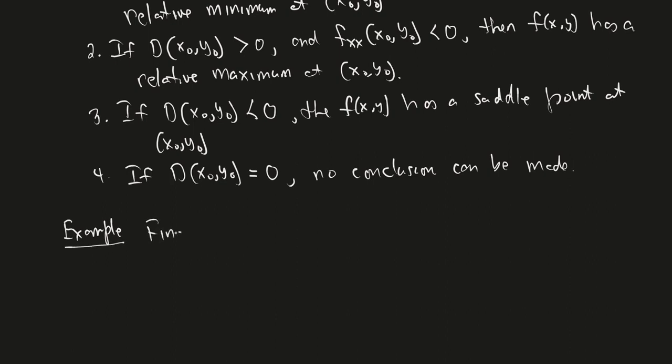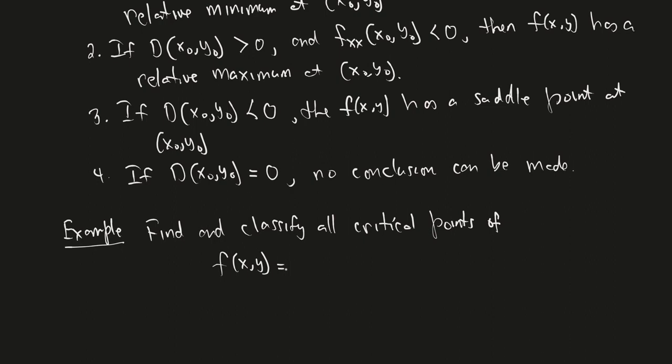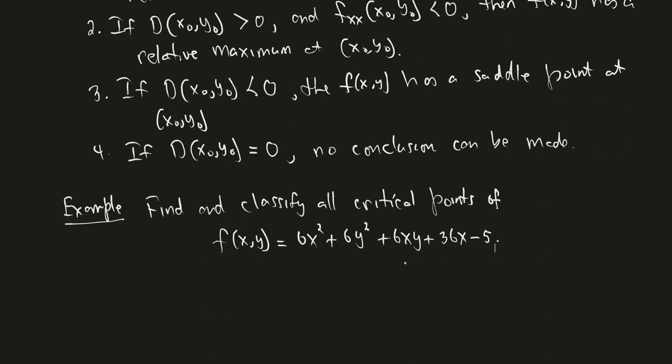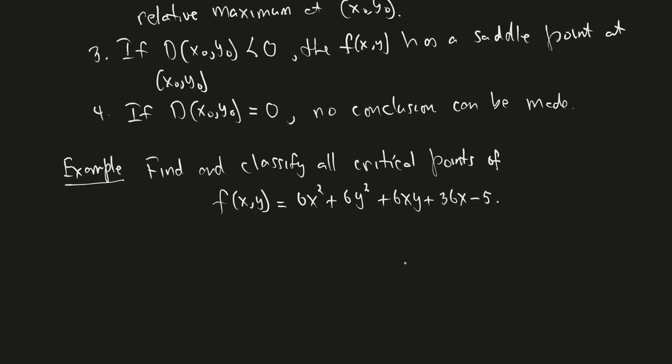So here it is: find and classify all critical points of, and then here is our surface. fxy is equal to 6x squared plus 6y squared plus 6xy plus 36x minus 5. All right. So obviously we're going to find them first and then classify.